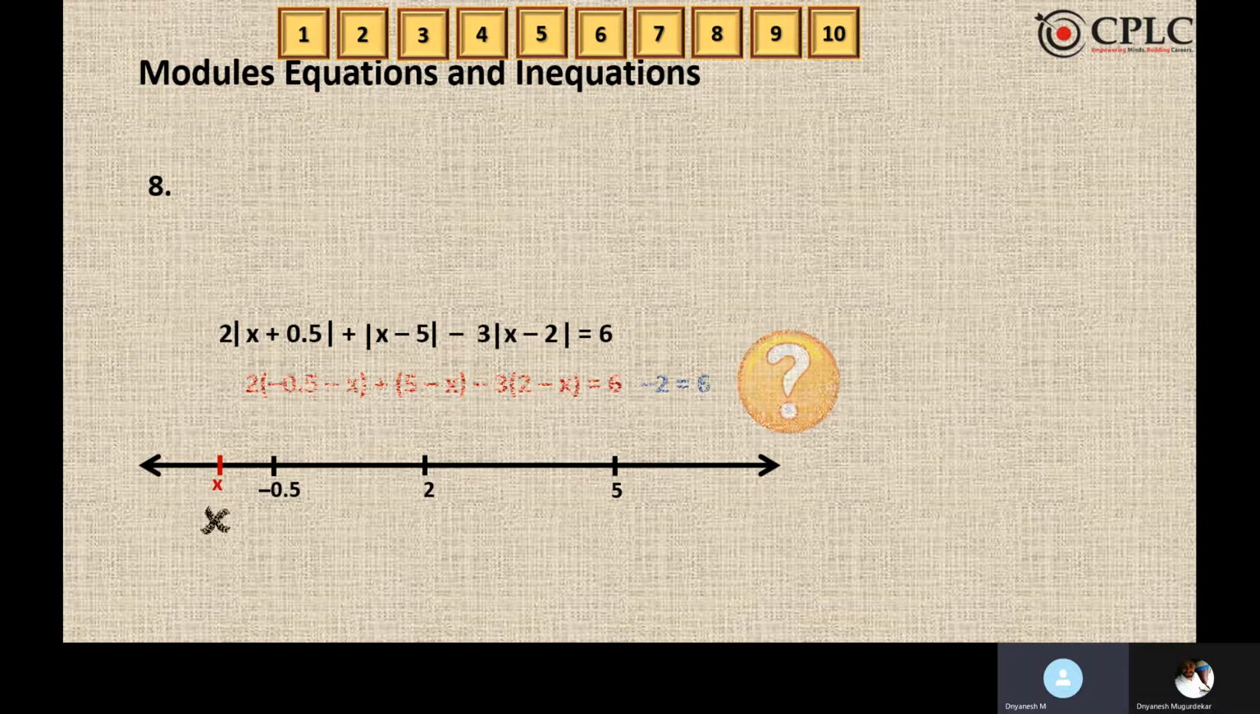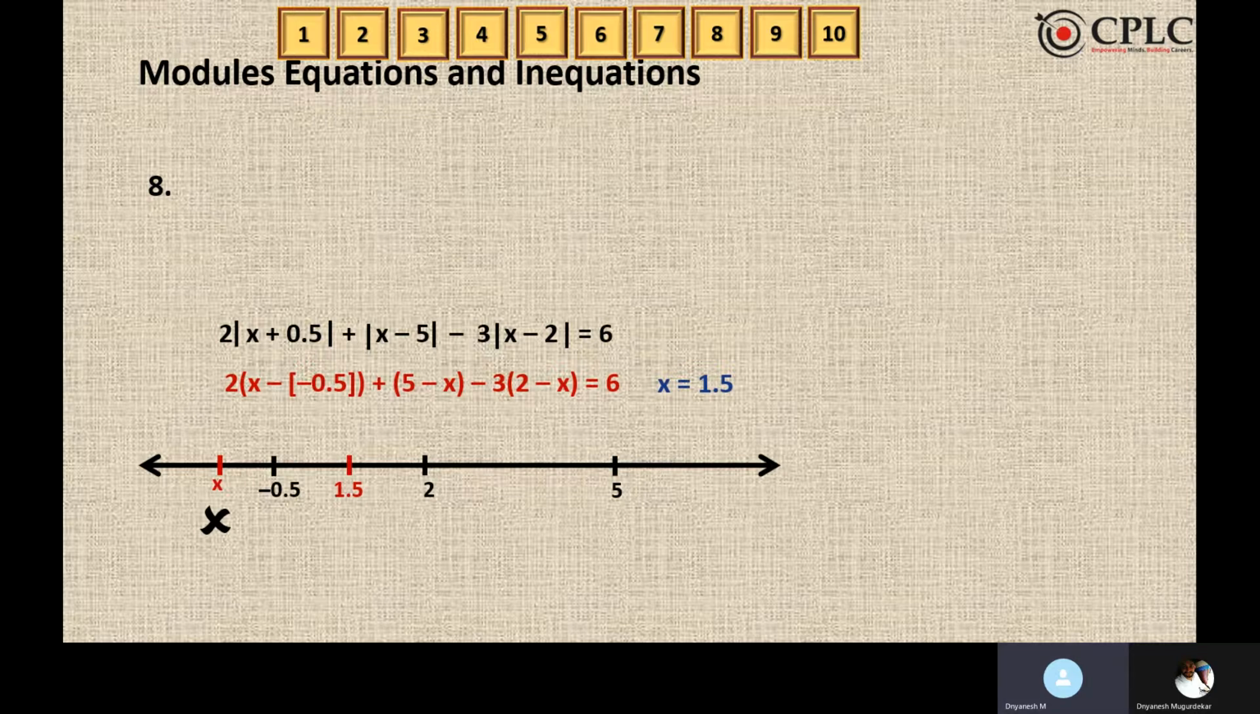The other possibility for x is between minus 0.5 and plus 2. That means x is only on the right of minus 0.5, so only that modulus will be positive. But x is still on the left of 2 and 5, so those two will still be negative. We'll have to change their signs and take them out. So this is what you will get. Now when you solve for this, you will get the value of x as 1.5. We had assumed x to be between minus 0.5 and 2, and yes, 1.5 satisfies the assumption. So that is the acceptable solution.